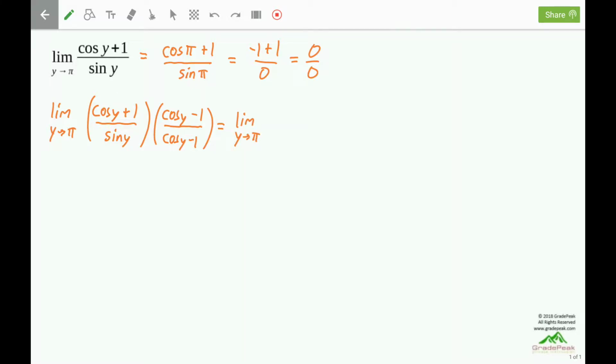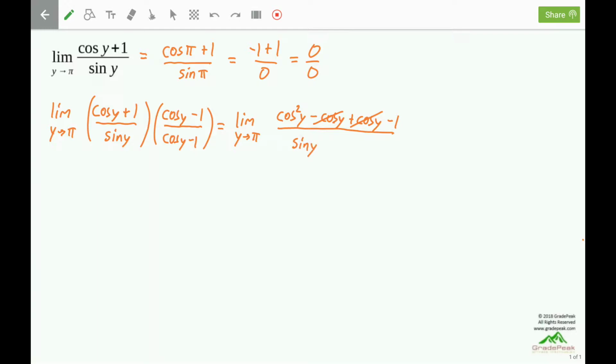After we multiply these, we will FOIL out the trig conjugate pair in the numerator. First, cosine y times cosine y is cosine squared of y. Outside, cosine of y times a negative 1 is a negative cosine of y. Inside, positive 1 times cosine of y is a positive cosine of y. And then last, positive 1 times a negative 1 is a negative 1. After FOILing out trig conjugates, the outside and inside terms should always cancel. Equal value, opposite sign.